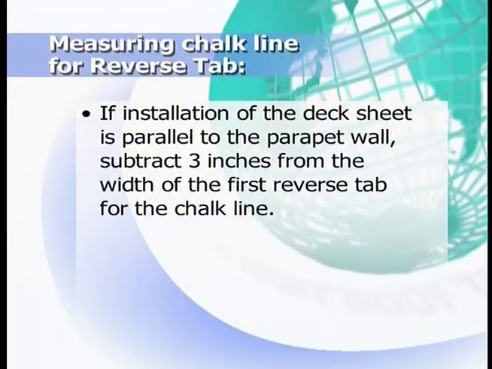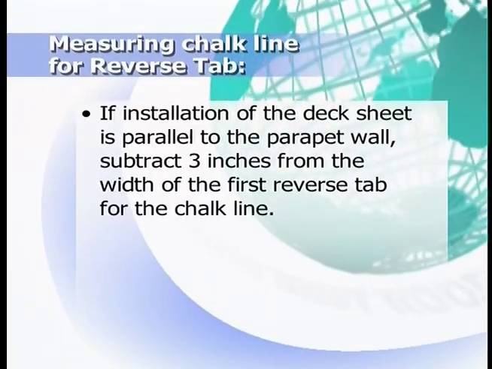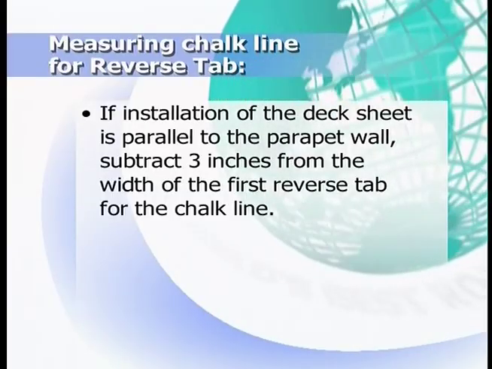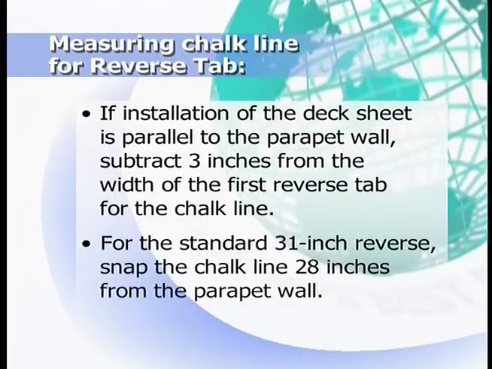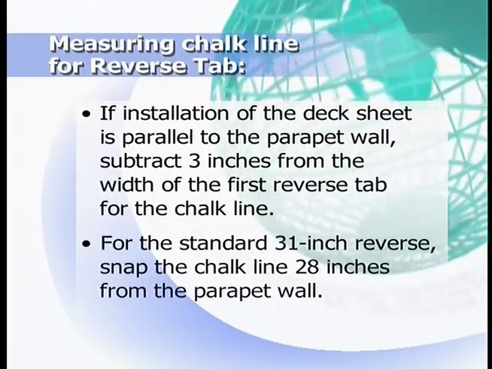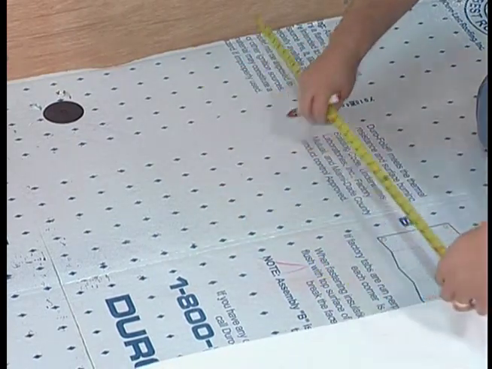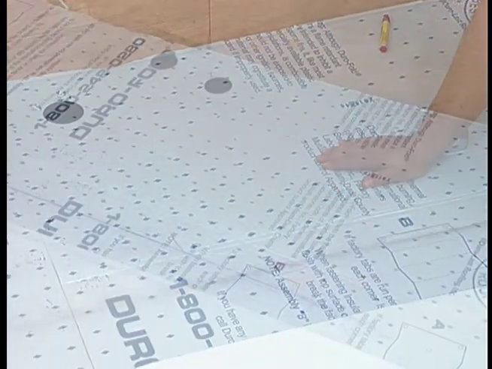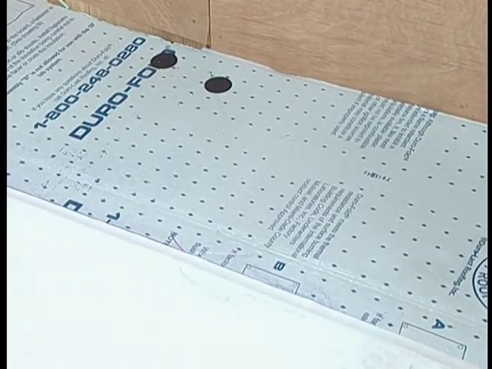Here is a tip on measuring the chalk line for the first reverse tab. If the installation of the deck sheet is parallel to a parapet wall, simply subtract 3 inches from the width of the first reverse tab for the chalk line. For the standard 31-inch reverse, snap the chalk line 28 inches from the parapet wall. Here's an example. A deck sheet having a 31-inch reverse tab would be started by measuring 28 inches from the parapet wall and snapping a line. By adjusting the reverse tab to the snapped line, the edge of the Duro-Last material will fall right at the transition to the parapet wall.